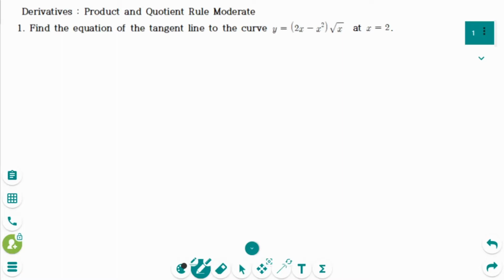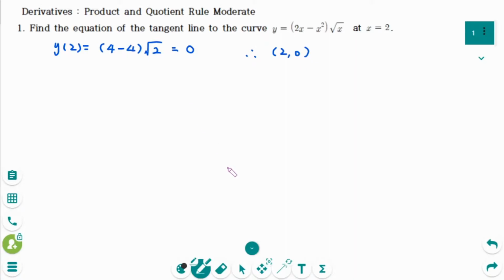This video will cover moderate level questions regarding the topic of derivatives, product, and quotient rule. Number 1. To find the equation of the tangent line, a slope and a point are required. y of 2 equals 2 times 2 minus 2 squared times the square root of 2, 0 times square root of 2, which is 0. The point is (2, 0).